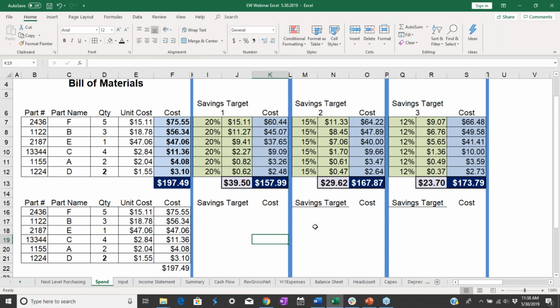let us assume that our CFO came to us and he's noticed that our profitability is diminishing, and the organization needs to be at least 10% net profit, or the net margin needs to be 10%.